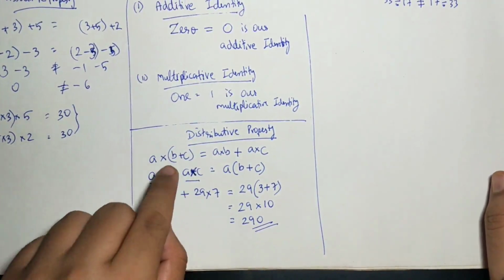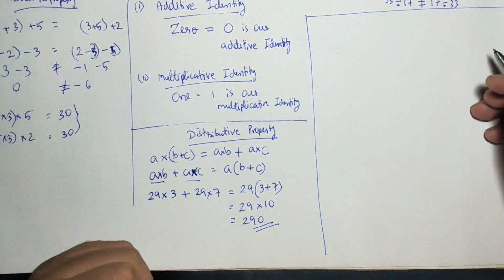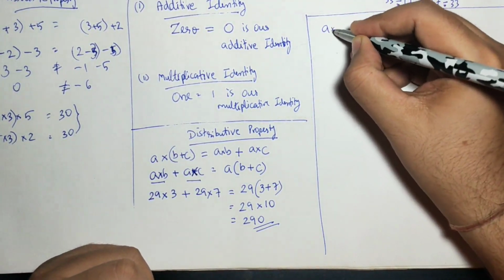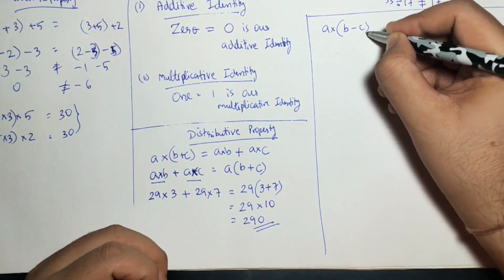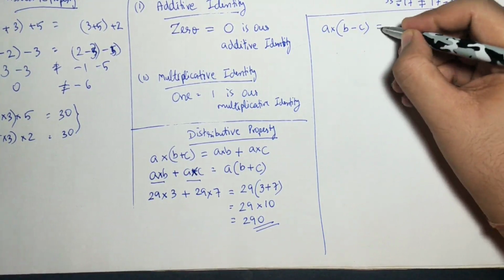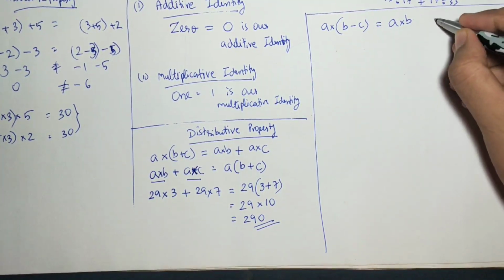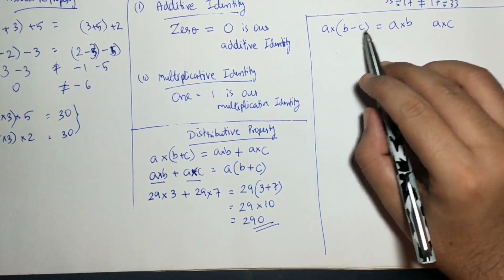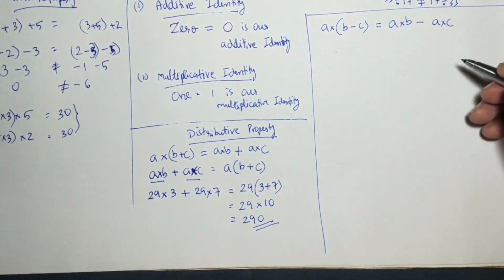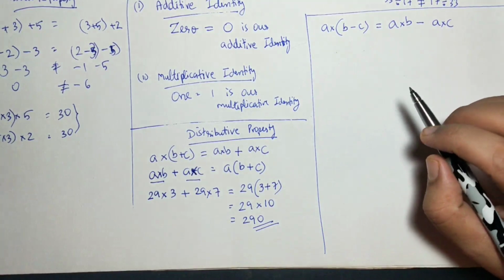Distributive property over multiplication and addition is true. We learned that. Similarly, it is true over multiplication and subtraction. That is, if A is getting multiplied by B minus C, A will get multiplied by B and A will get multiplied by C. A will get multiplied with both of them. And the sign in between now will be a negative sign because in the bracket there was a negative sign in between.